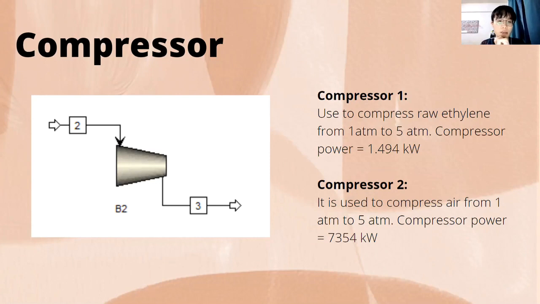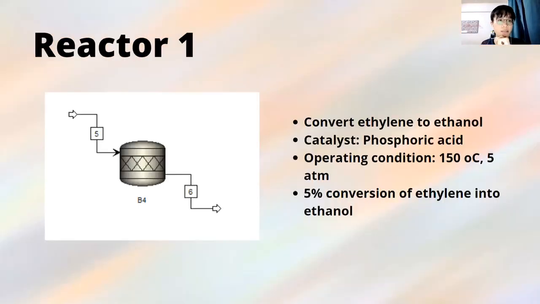While compressor 2 is used to compress air from 1 atm to 5 atm as well. The compressor power is 7,354 kilowatt.